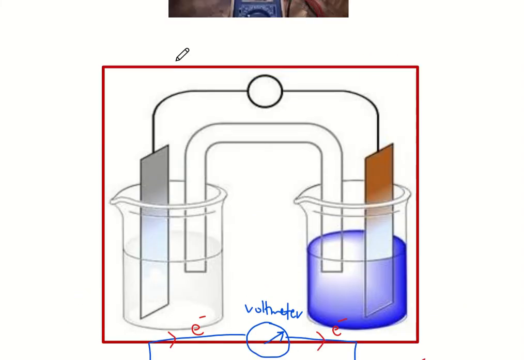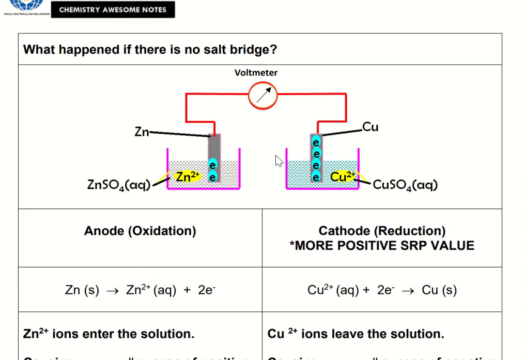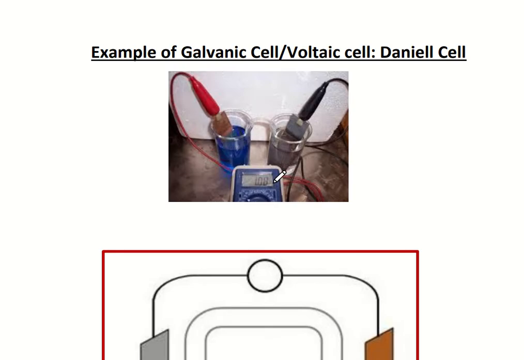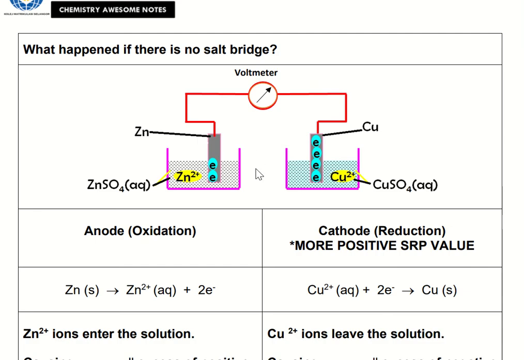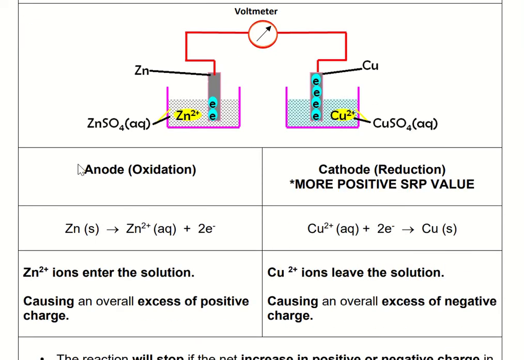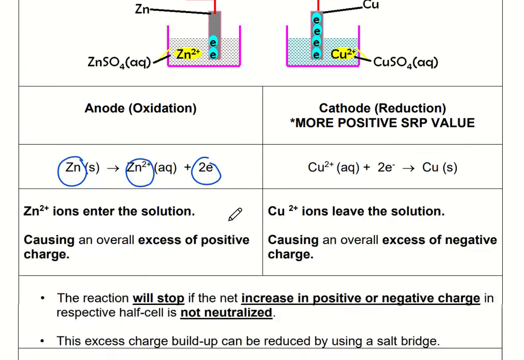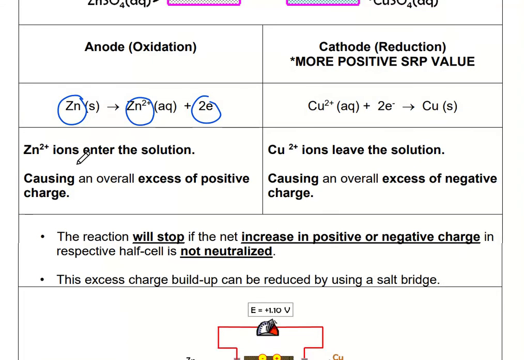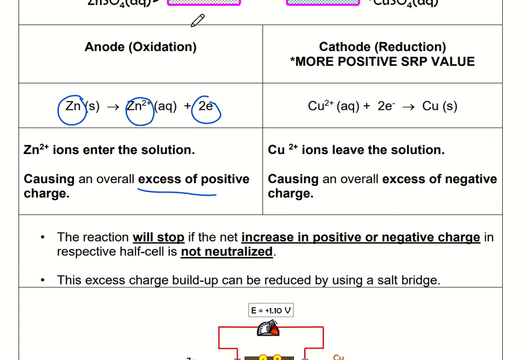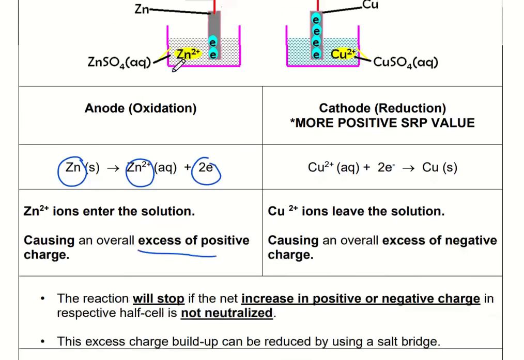Right now we go to what happens if there is no salt bridge here. Actually you have to put the salt bridge. What happens if there is no salt bridge? At the anode, oxidation occurs, right? So zinc becomes zinc 2 plus plus the electrons. So zinc 2 plus will enter the solution. Because it is positively charged, there will be an excess of positive charge. When there is too much positive charge in the solution, it is unstable.